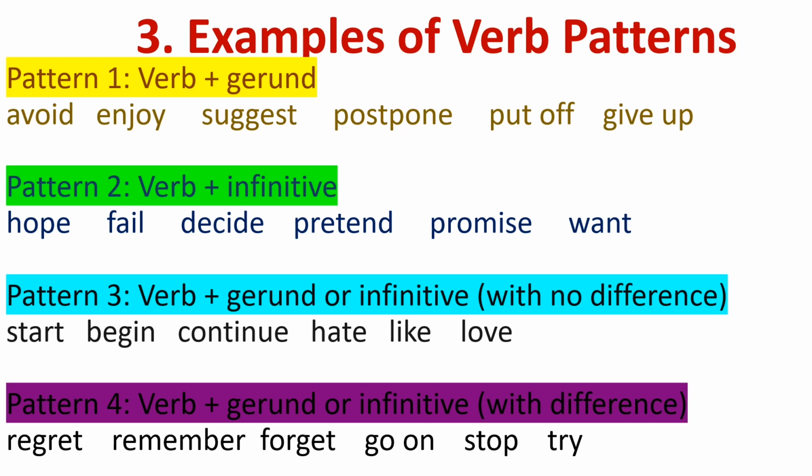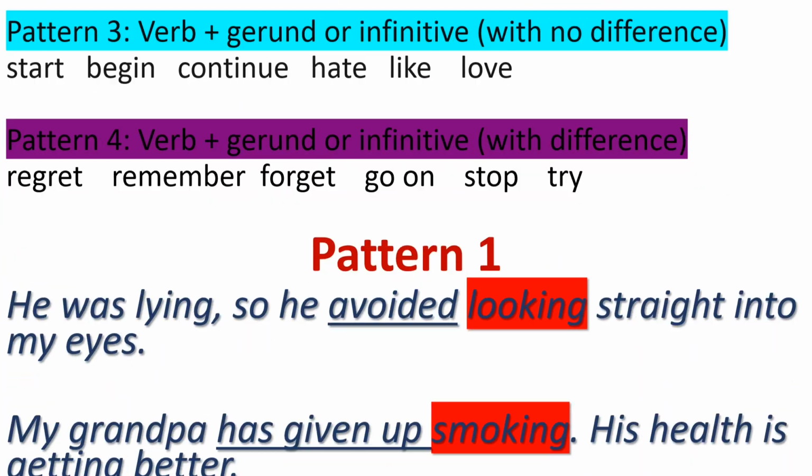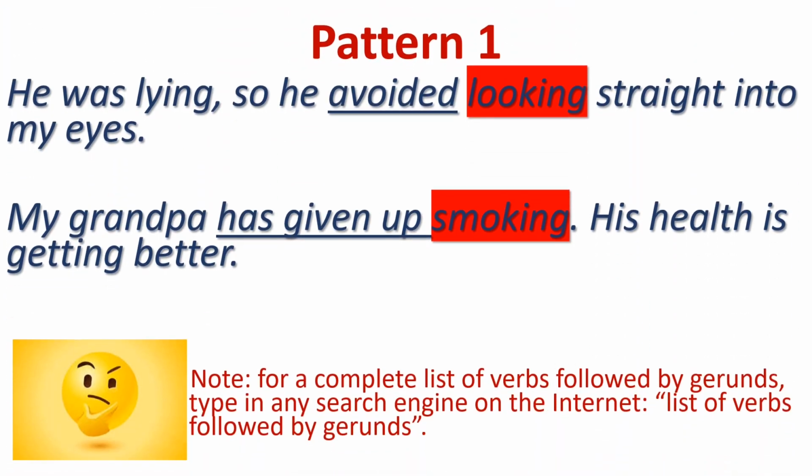Examples of verb patterns: verb plus gerund, avoid, enjoy, suggest, postpone, put off, give up. Pattern 2, verb plus infinitive, hope, fail, decide, pretend, promise, won't. Pattern 3, verb plus gerund or infinitive with no difference in meaning. And pattern 4, gerund or infinitive, but there is a difference in meaning.